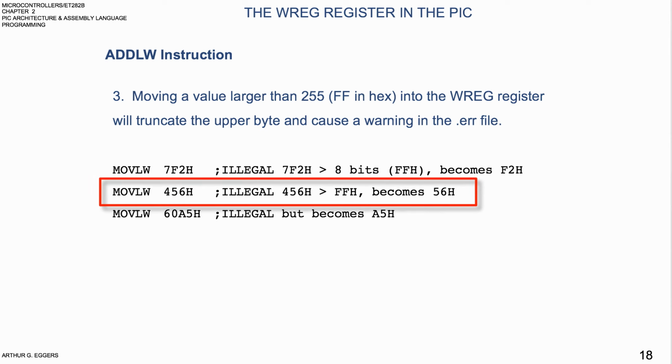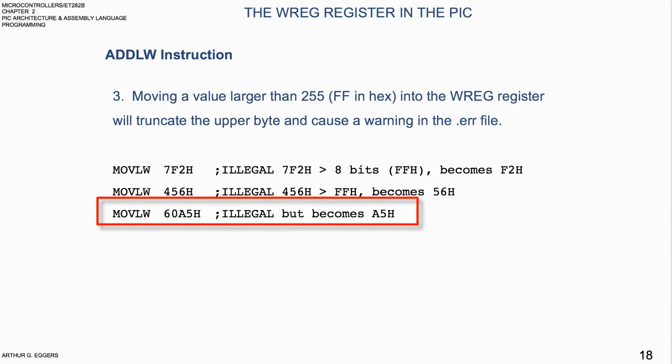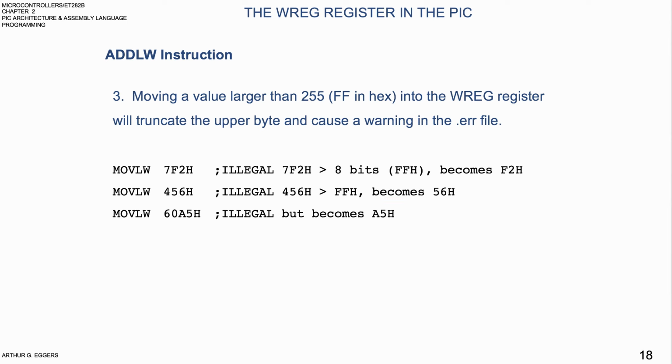The next one, move LW 456 hex, again illegal, too large, greater than FF in hex, becomes 56. It chopped off the 4. And then finally, move LW 60A5. You can see that it chopped off the first two, 6 and 0. Even though there was a 0 there, it looked forward to the 6 and found out that the value was larger than it could accept. So those are three things to remember when you're moving values or adding values into the working register. It cannot be larger than 255 or FF in hex.